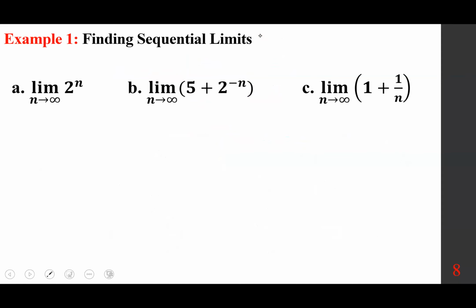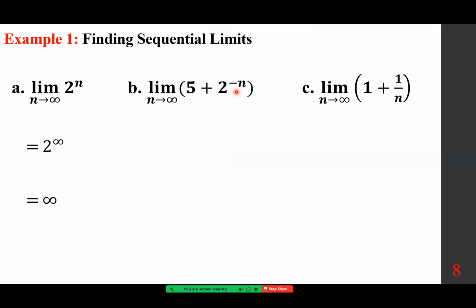All I want you to do is just plug in. So if I plug in here, we're going to discuss the first one, the limit of 2 to the power of n as n approaches infinity. If I replace the n with infinity, you know 2 to the infinity is infinity, because 2 is larger than 1. What about this one?